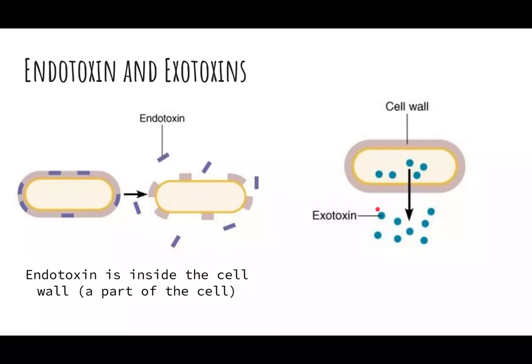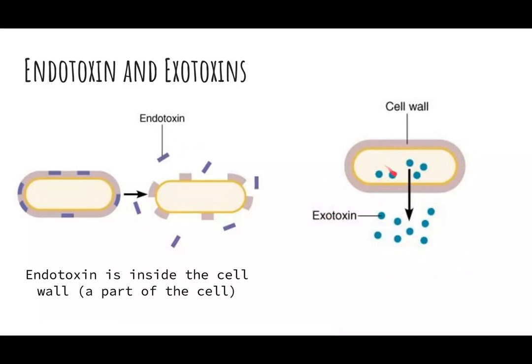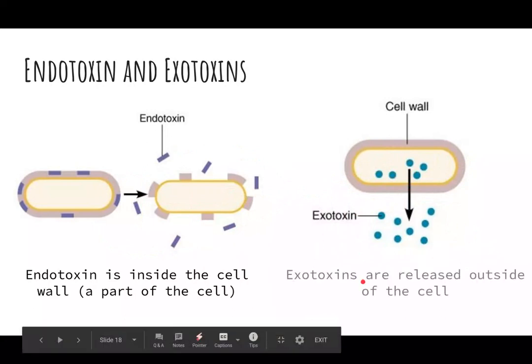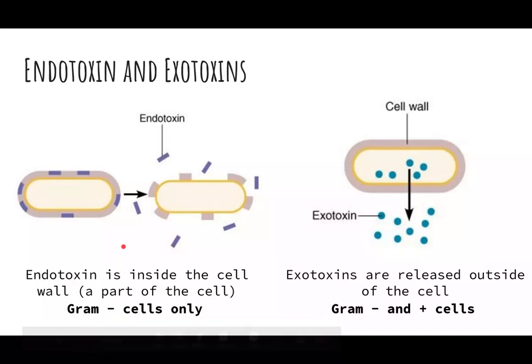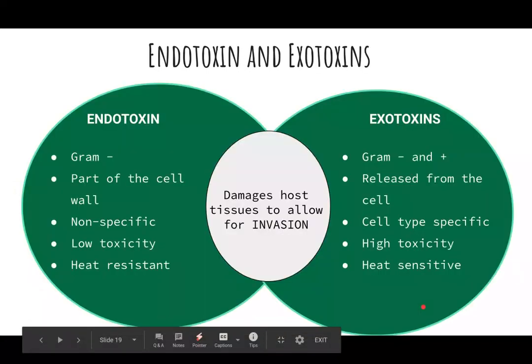Exotoxin is going to be released outside of the cell. So endotoxin is a part of the cell, exotoxin is released outside of the cell. We are going to find endotoxins only in gram-negative cells because only gram-negative cells have that outer membrane where lipopolysaccharides are found, whereas exotoxins are going to be found in gram-negative and gram-positive cells.